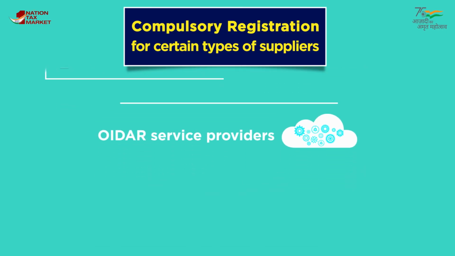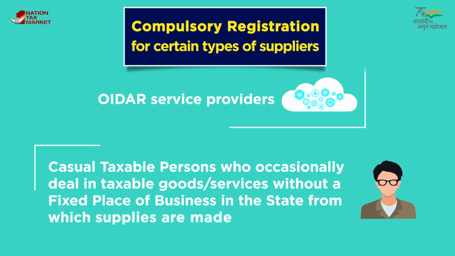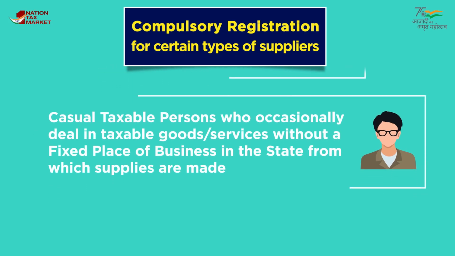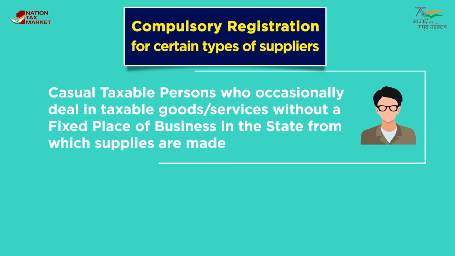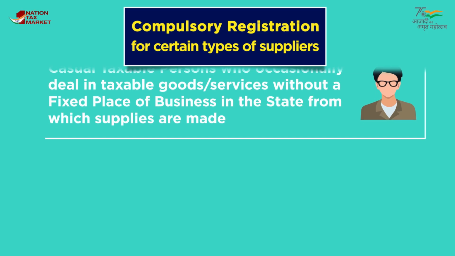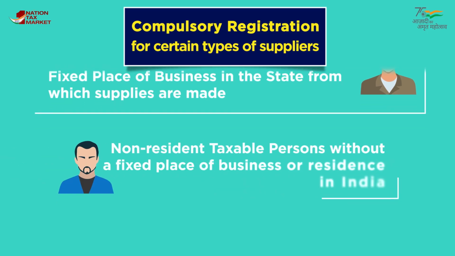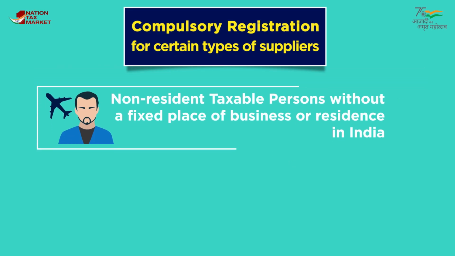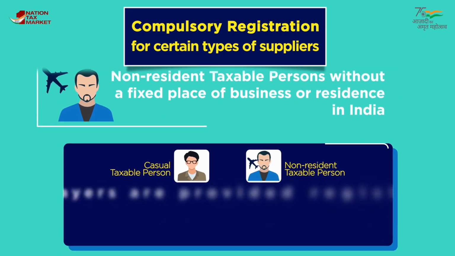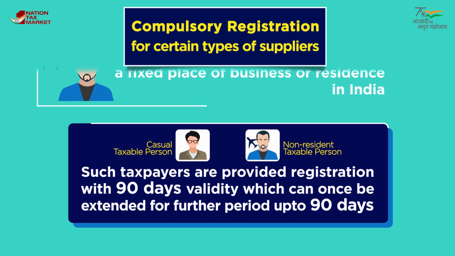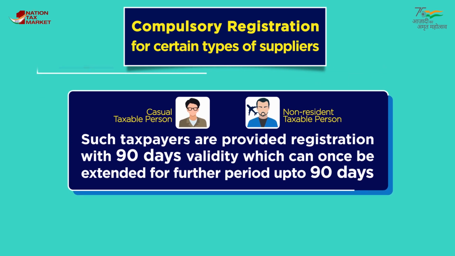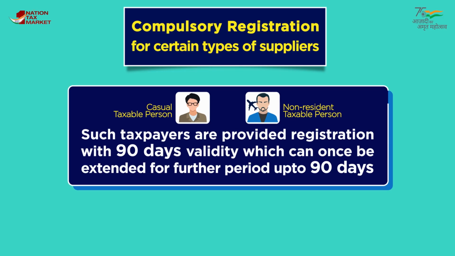OIDAR service providers. Casual taxable persons who occasionally deal in taxable goods or services without a fixed place of business in the state from which supplies are made. And non-resident taxable persons without a fixed place of business or residence in India. Such taxpayers are provided registration within 90 days validity, which can once be extended for further period up to 90 days.